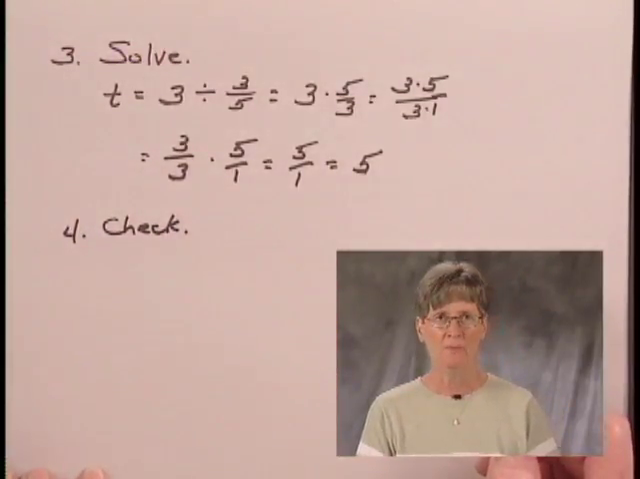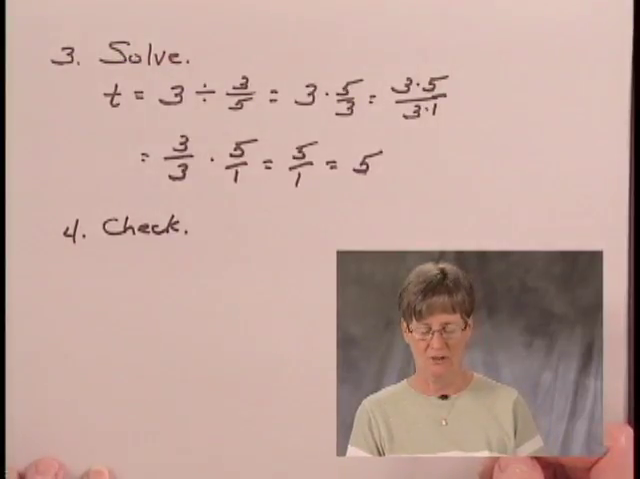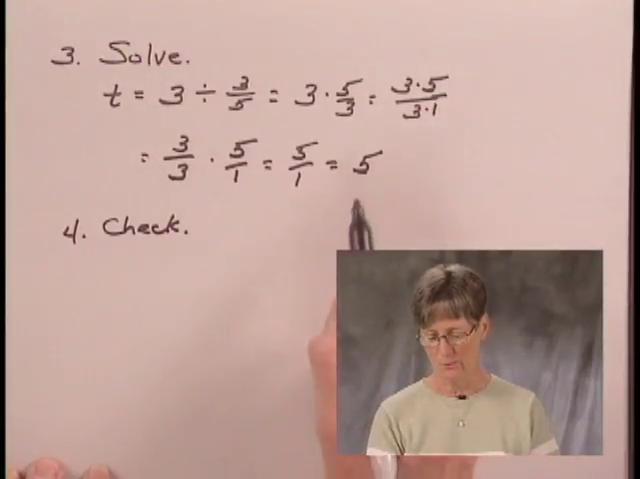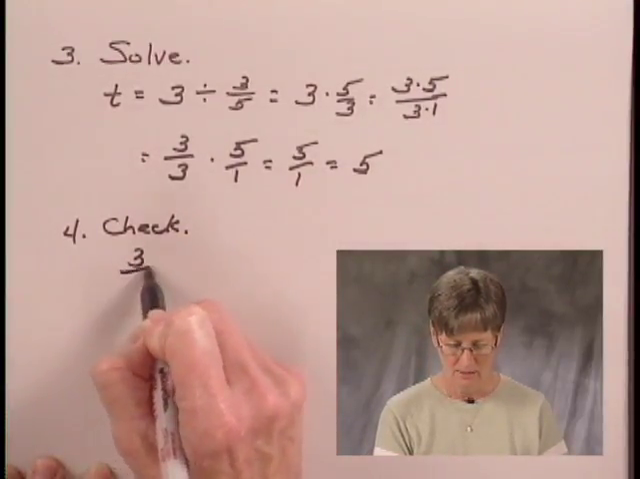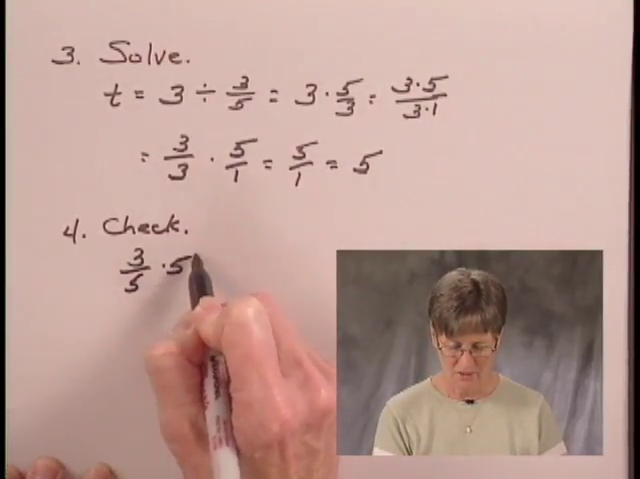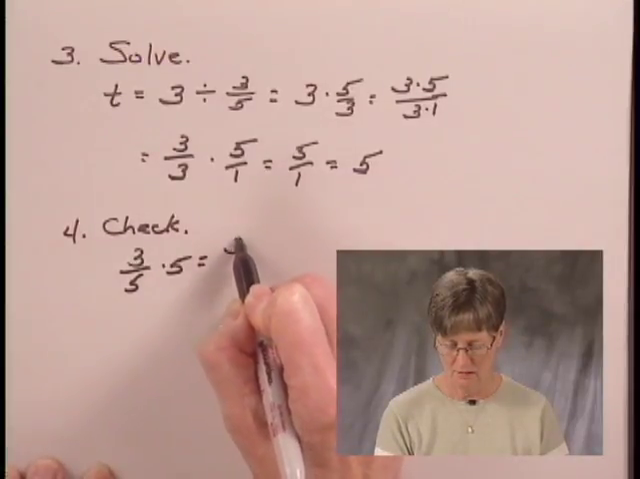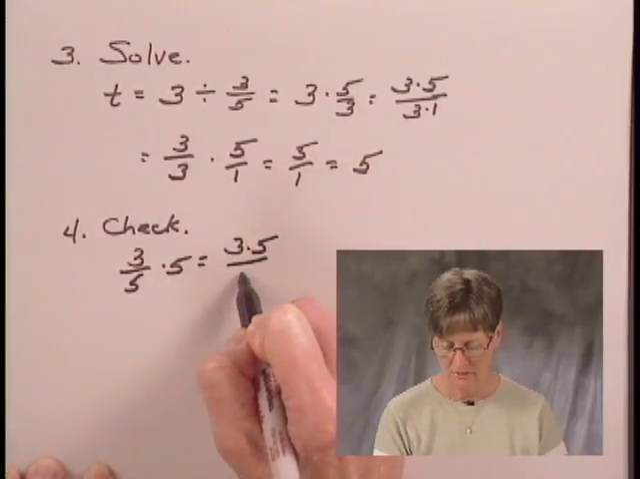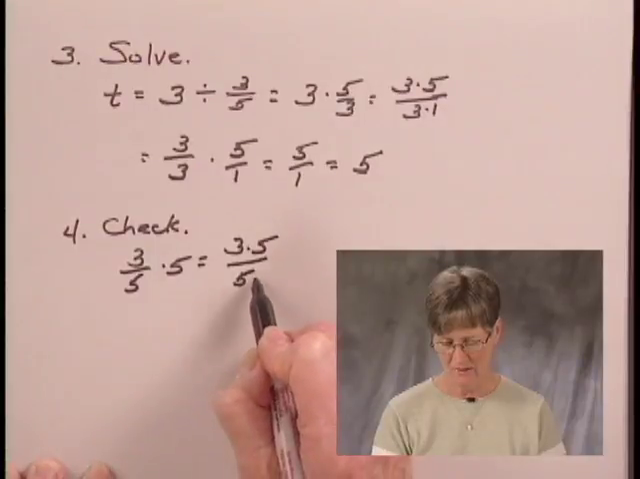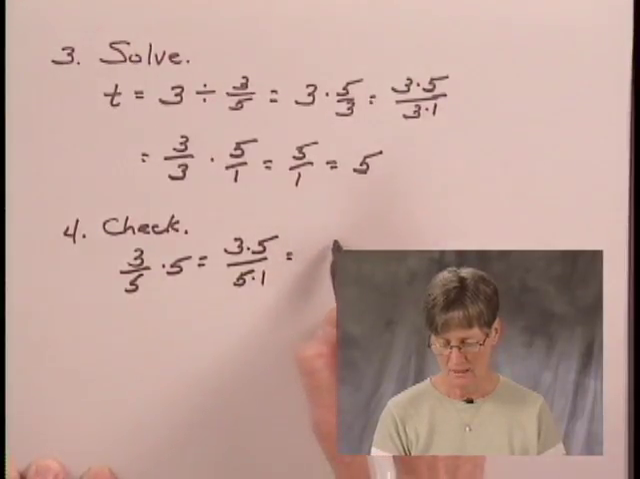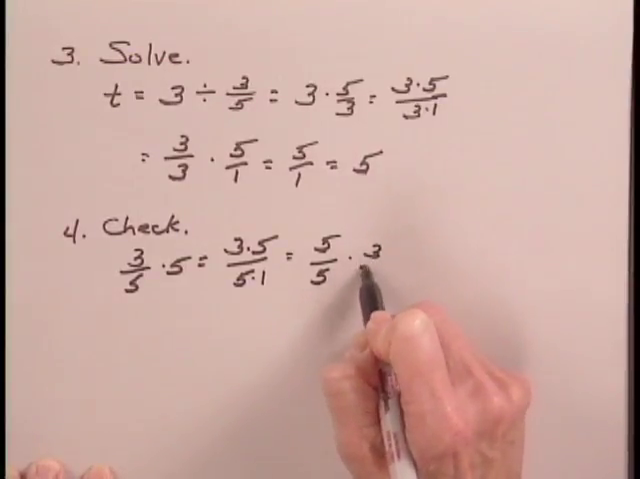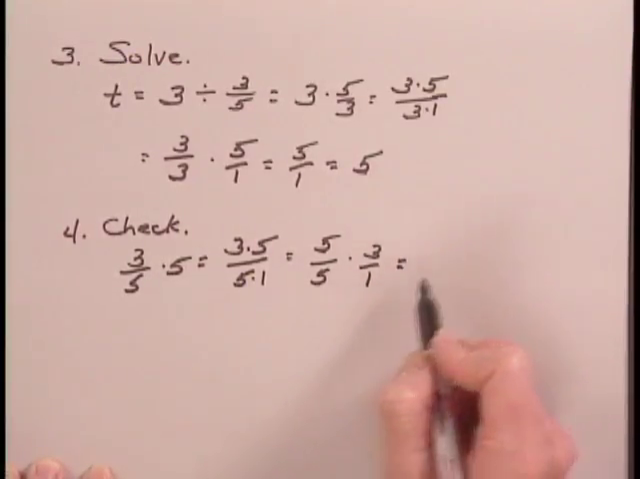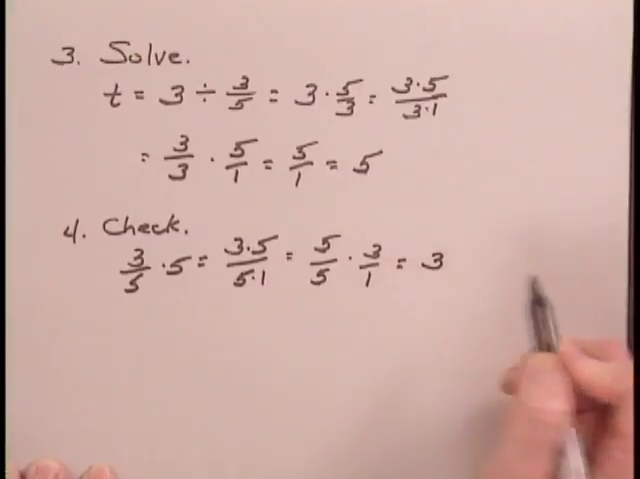We know that when the thermos is 3/5 full, it has 3 quarts of iced tea in it. So we can check to see if 3/5 of 5 is 3. 3/5 of 5 is 3 times 5 over 5. And if I write 5 as 5 times 1, then I can write this as 5 over 5 times 3 over 1, which is 1 times 3 over 1, or just 3.